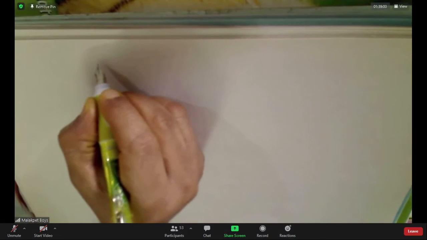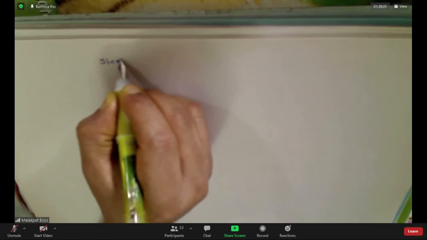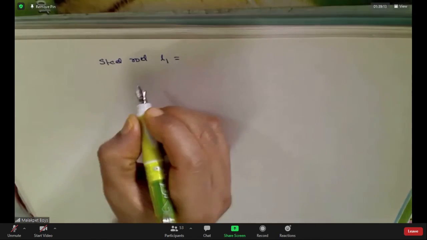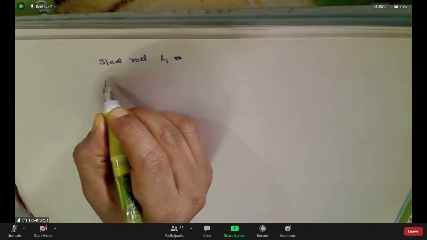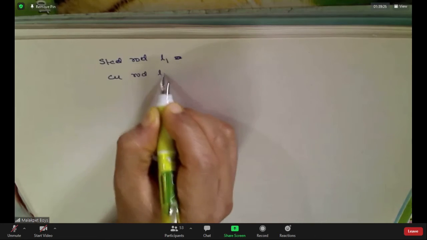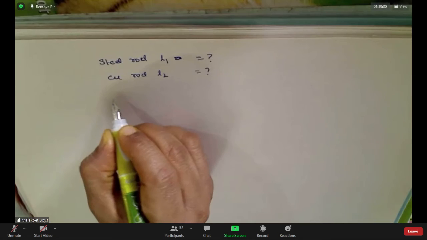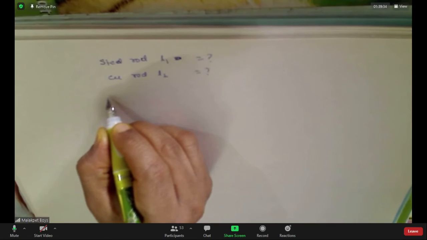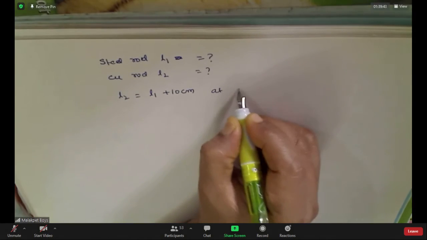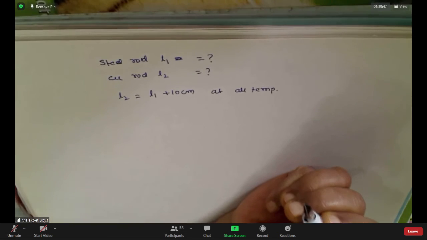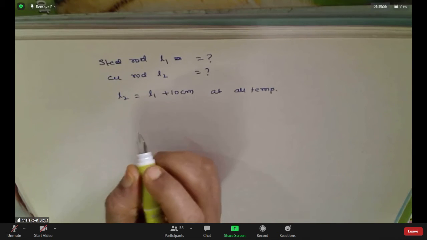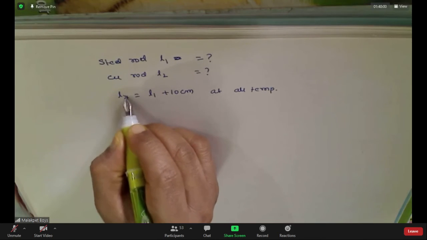See, steel rod length will be L1. The other one is copper rod, no? You have to find this, such that what is the condition he gave? L1 is equal to L2 plus 10. How much did he give? L2 plus 10 centimeters. Length of steel rod is 10 centimeters longer, 10 centimeters more than copper.